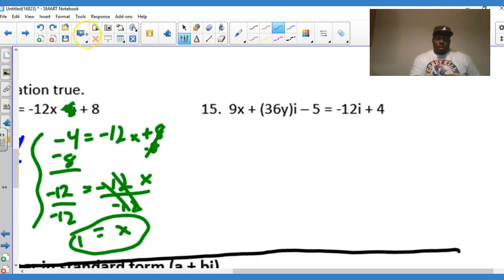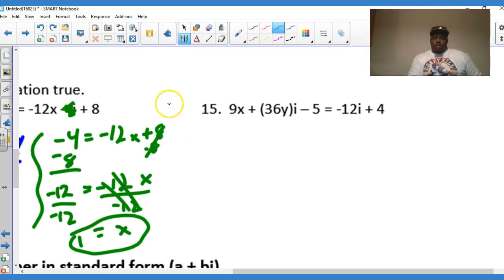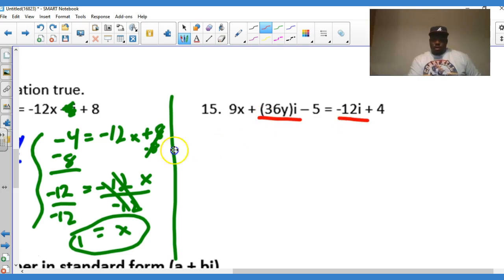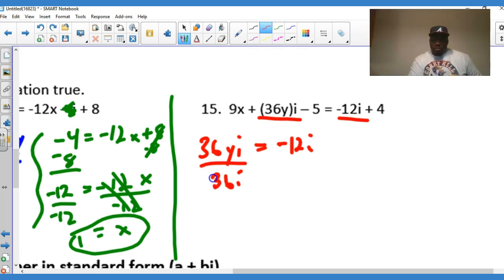All right, 15. Let's see what we got here. We have the imaginary part, so that's going to be 36yi. Let me point this out, guys: the parentheses are not really relevant. 36yi is 36 times y times i. But anyway, it equals negative 12i. Make sure y'all are paying attention to these signs. That's positive, that's negative. I'm going to solve for y, so I'm going to divide by 36i on both sides.